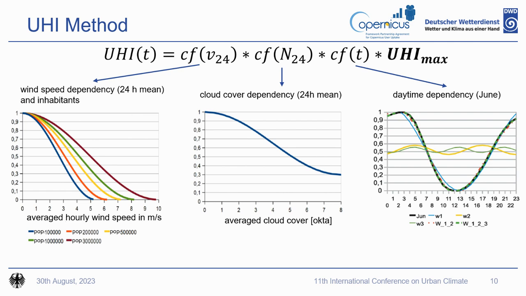What is still missing in the equation is the dependency on the wind speed, cloud cover, and daytime. As you can see, on the vertical axis is the correction factor, which has a range between 0 and 1. With increasing wind speed and increasing cloud cover, you can see, as expected, it goes down. And regarding the daytime dependency, here it is displayed for June.